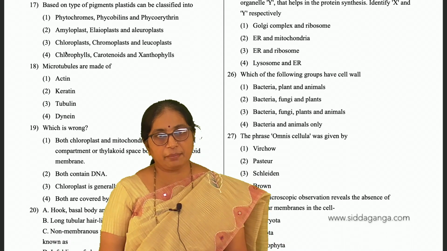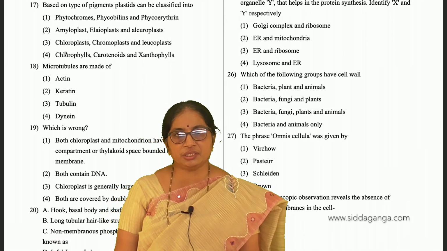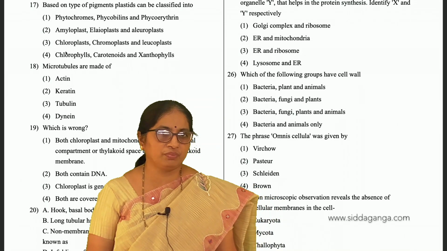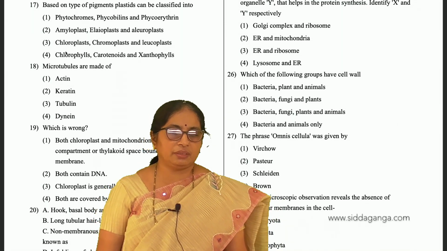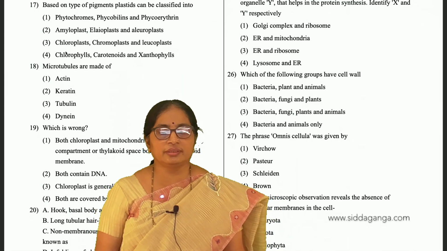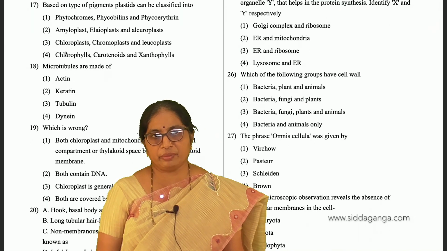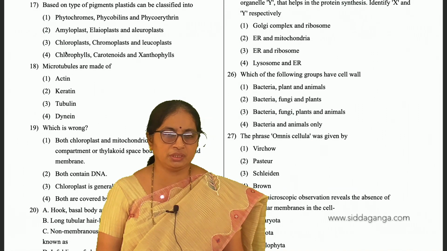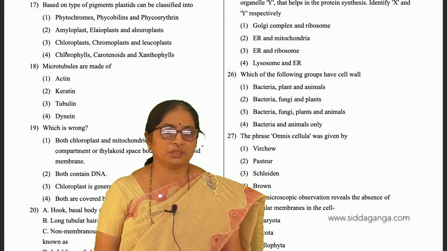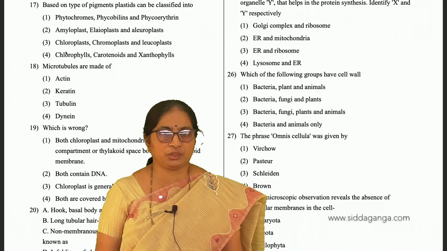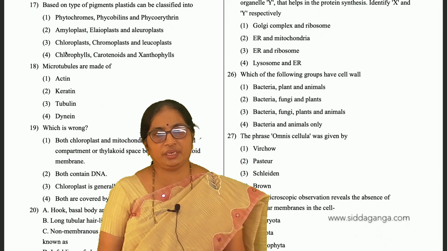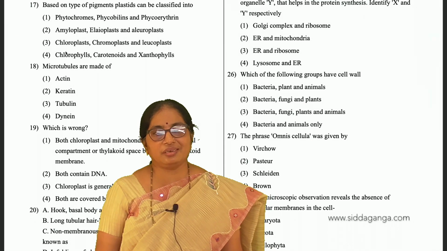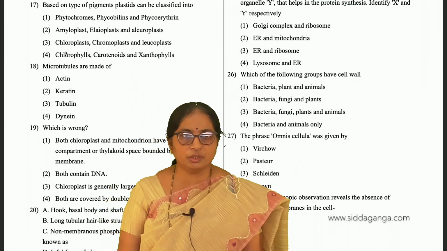Based on type of pigments, plastids can be classified into? So we have studied about the plastids which are present only in the plant cell and not present in the animal cell, and these plastids are involved in photosynthesis, and there are 3 types of plastids: the chloroplast, the chromoplast and leucoplast. So option 3 is the right answer. But still, let us try to look into the other options also.